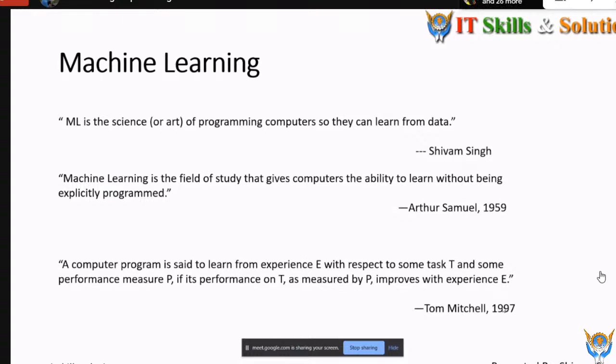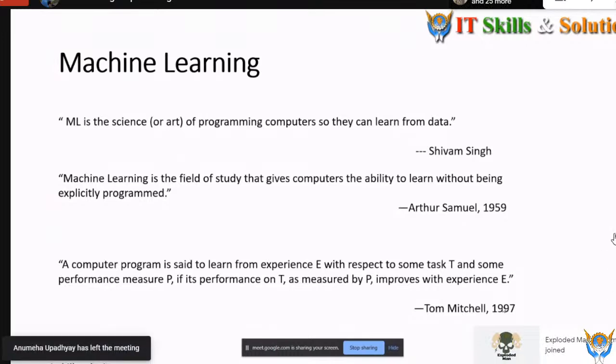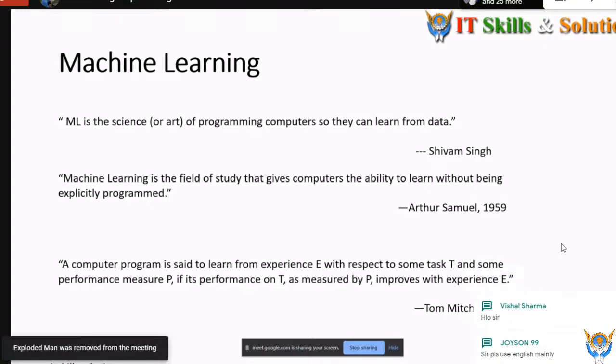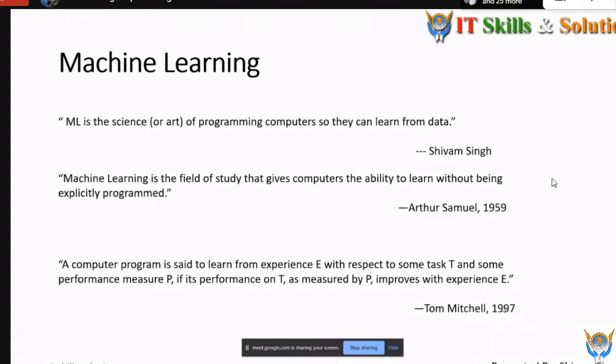So that is called explicitly programmed, which is what we used to do before 1959. But after machine learning, it is a field of study that gives the computer the ability to learn. Machine learning finds out that pattern, the pattern of red and bright color that the child observed in his mind. That is not explicitly programmed. This is the definition given by Arthur Samuel in 1959. I think this definition is clear to all of you. This is the main difference between anything which is explicitly programmed and anything which is learned automatically, and this difference comes in 1959.